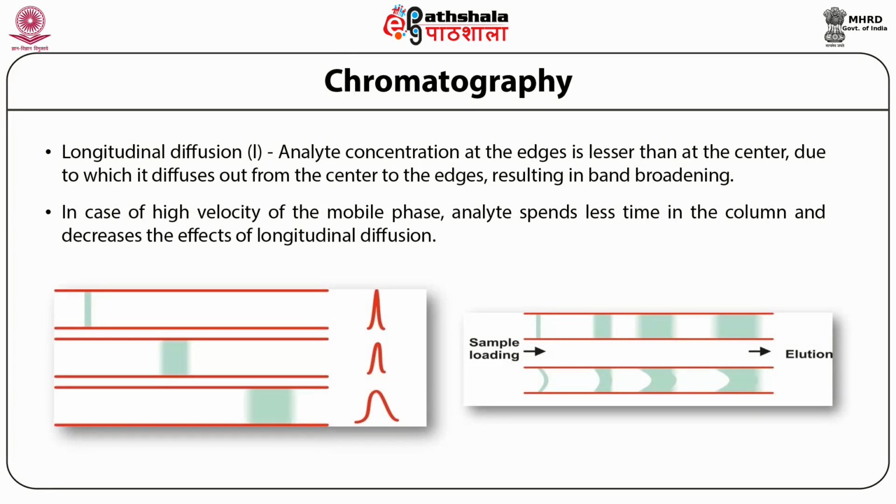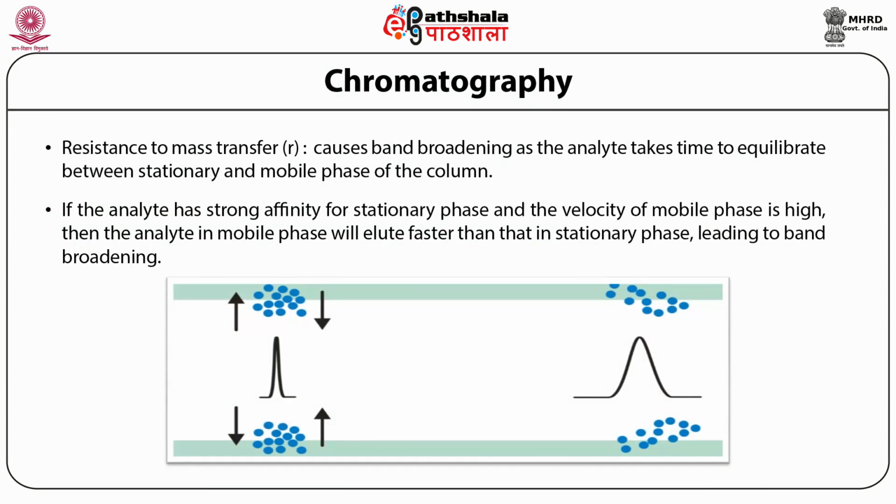We have already discussed eddy diffusion, which affects band broadening. Another factor is longitudinal diffusion. The analyte concentration at the edges is lower than at the center, due to which it diffuses out from the center to the edges, resulting in band broadening. This phenomenon is termed longitudinal diffusion. In case of high velocity of mobile phase, analytes spend less time in the column, which decreases the effect of longitudinal diffusion. We have already discussed two factors which affect band broadening: one was eddy diffusion and another one was longitudinal diffusion.